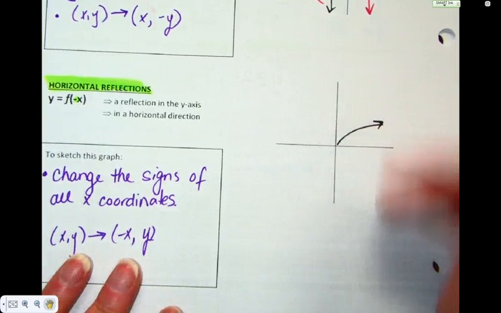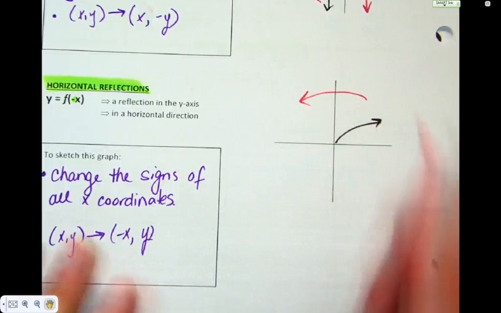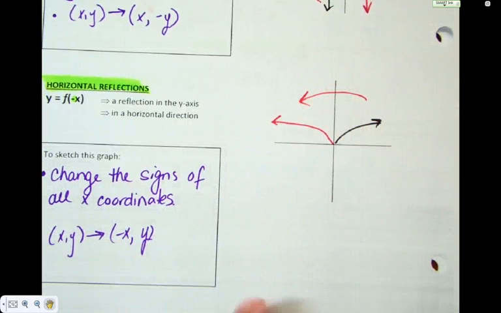So instead of flipping up and down like the last one, this is going to flip side to side. So left goes to right, right goes to left. So a horizontal reflection, our swoopy is going to go in the other direction.